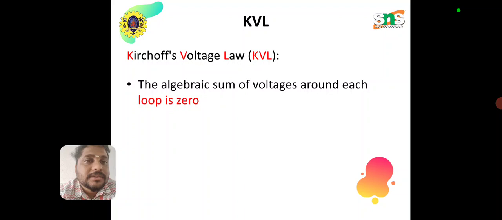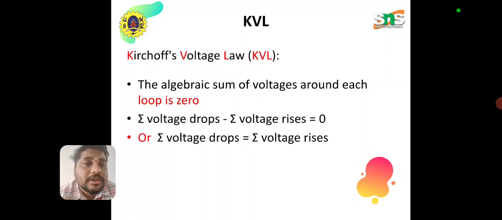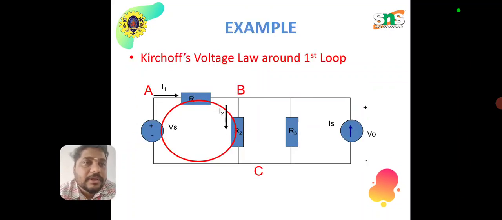Likewise, Kirchhoff's voltage law, KVL: the algebraic sum of voltages around each loop is equal to 0. A loop is a closed current path. That is, voltage drop equals voltage rise, or voltage drop minus voltage rise equals 0. This is an example of Kirchhoff's voltage law.